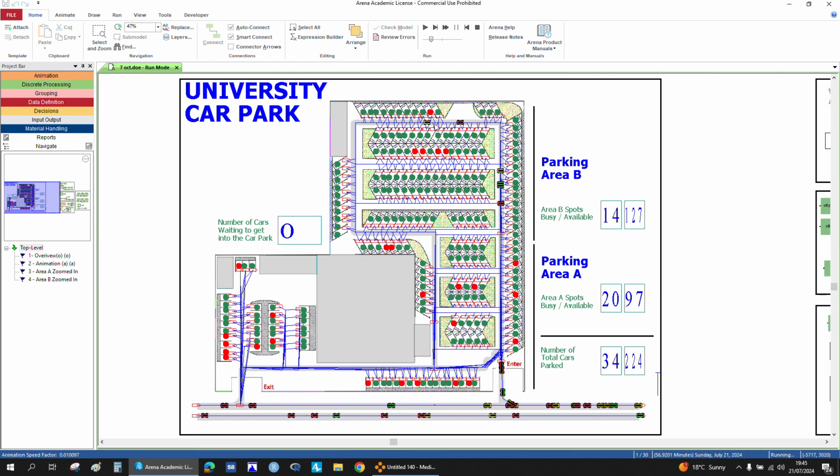So you could see a car coming into the system, and some of them are leaving because they spent some time in the system, and some of them come to park in the system. So you could see those cars heading into the system. If you make it faster, those cars go into the system. While on the left hand side, you have the number of cars waiting to get into the car park in case the car park is full.